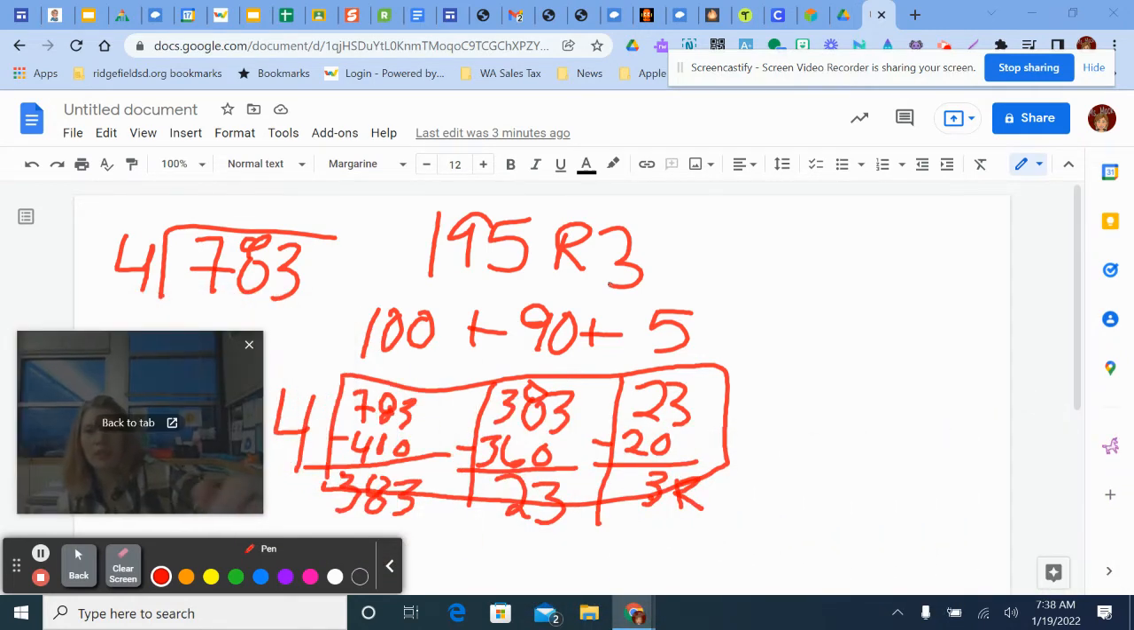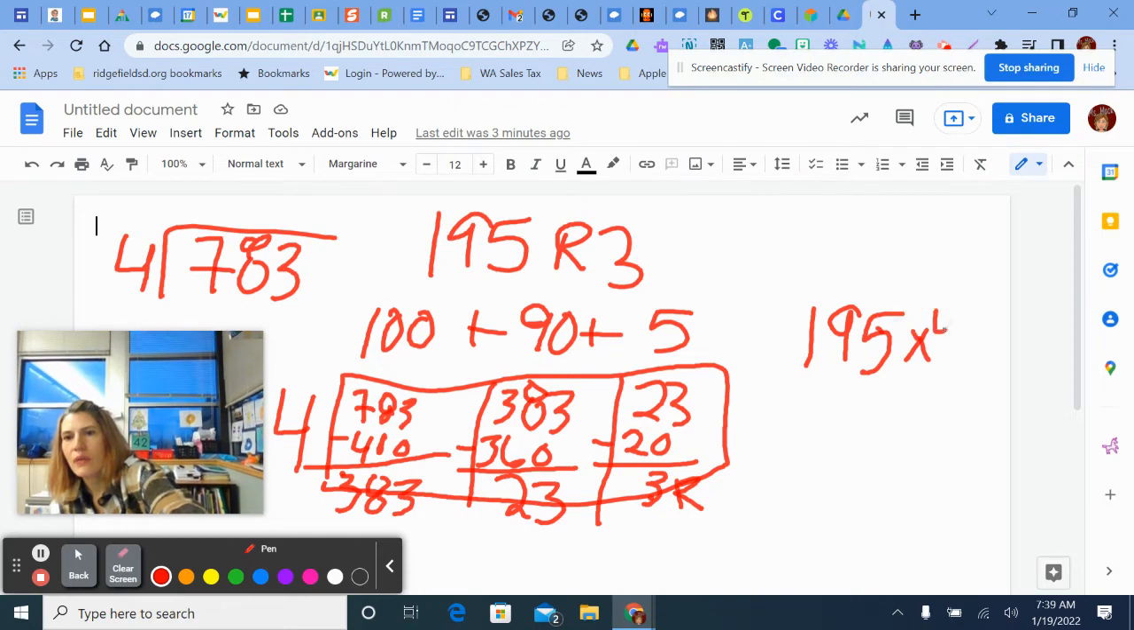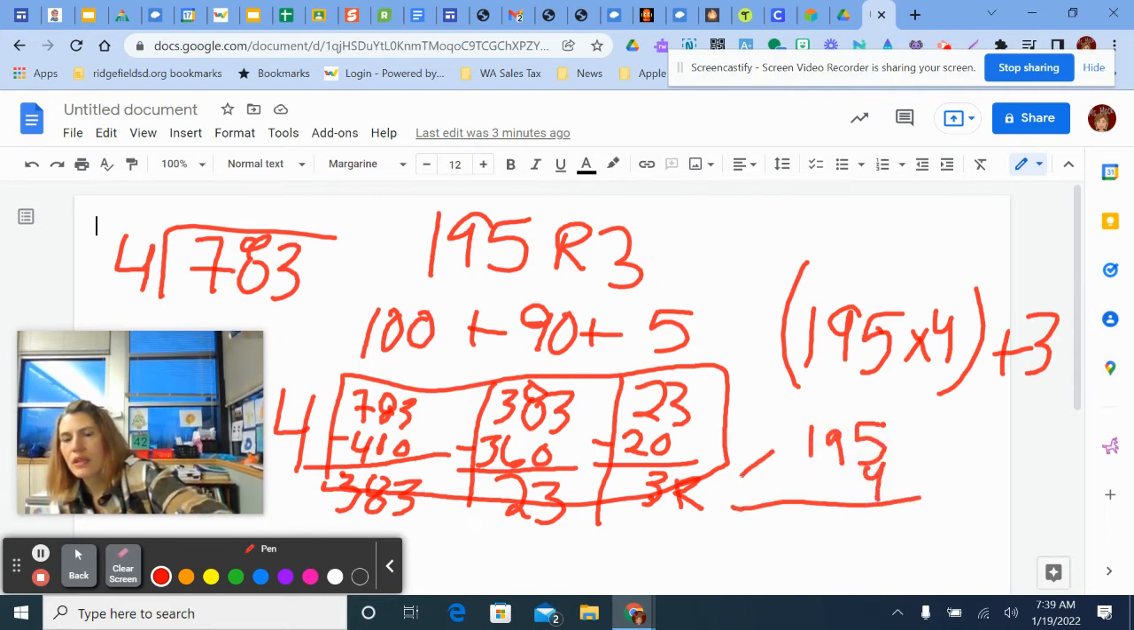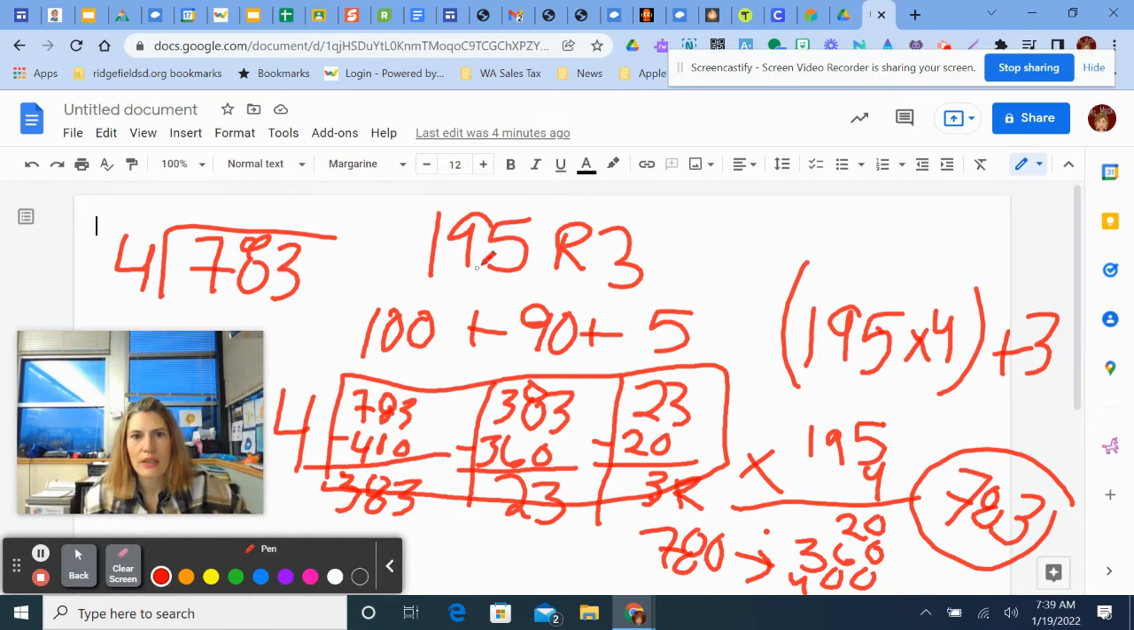Now, to double check this, let me move my little picture over here. The reversal of division is multiplication. So it would be 195 times 4 plus my 3. So 195 times 4: we have 360 and 400. Oops, of course I didn't leave myself enough space. So that's going to be 780. But now I have to remember to add my 3. So 783. So I know that the quotient, 195 remainder 3, is correct for 783 divided by 4.